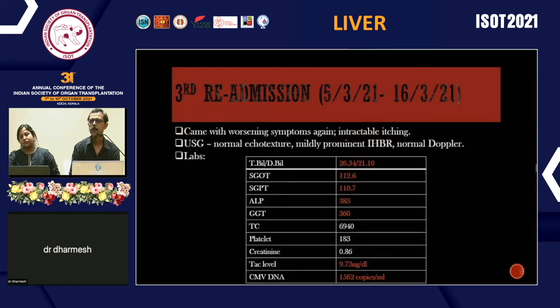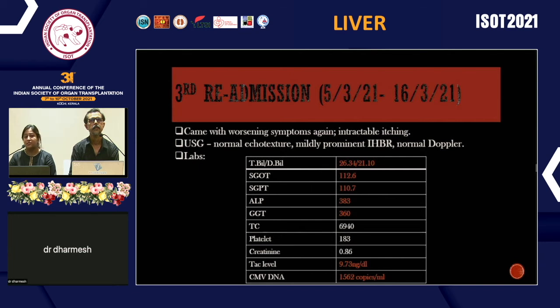We thought that things were slightly getting better for him. Within the next few days, unfortunately, he comes back with the same symptoms, only worsening. He had intractable itching. Ultrasound was normal. Labs showed again a rise in bilirubin of 26. Enzymes are elevated. Alkaline phosphatase was 383. GGT was 360. The TAC level is 9.73 at this time.